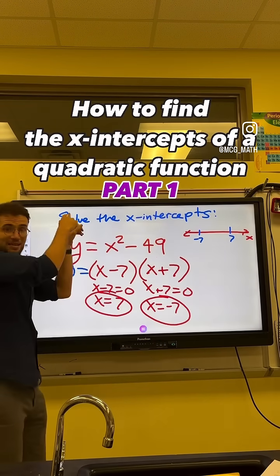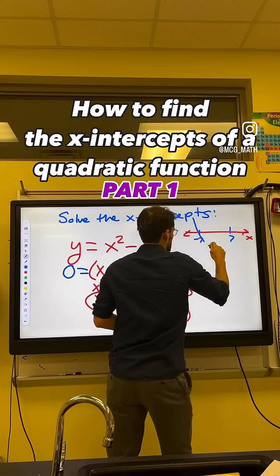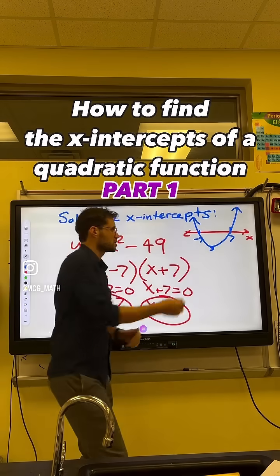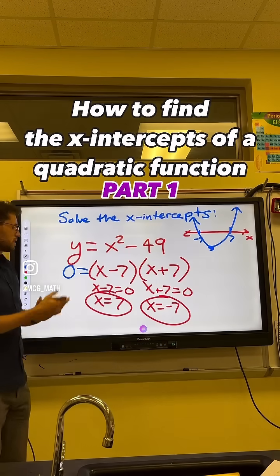That means that it's going to make a smiley face. So if you drew it, it would look like that. It passes through. The vertex is actually below the x-axis in this case, but it looks something like that. And again, these are your two answers.